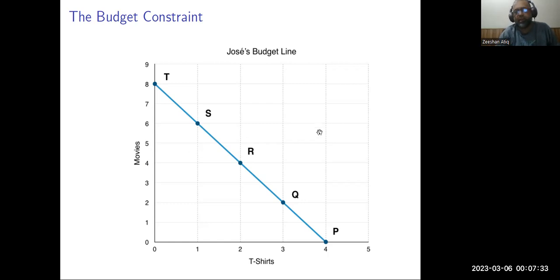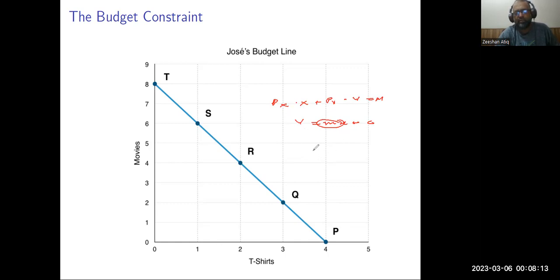Now, if we look at the slope of this budget line, the slope can be derived from the basic equation of the budget line: PX into X plus PY into Y is equal to M. If you solve this as a linear equation in the form of y equals mx plus c, you can find from this equation the coefficient of x as the slope of this budget line. Now you have this equation, PX into X plus PY into Y is equal to M.